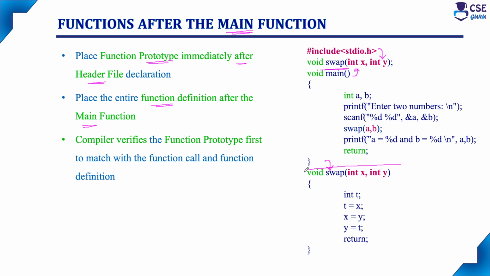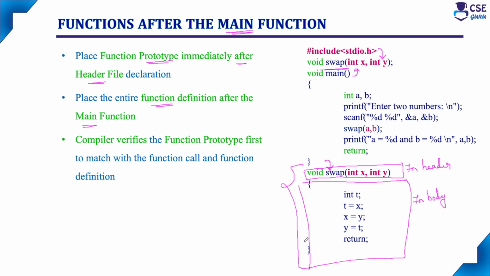This is the function header. And this is the function body. And the total thing is the function definition. These we already know. So this is the function declaration. Immediately after the header file section, we are placing the function declaration, and after the main function, we are placing the function definition. That is a complete user-defined function.